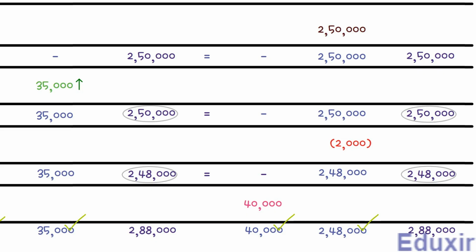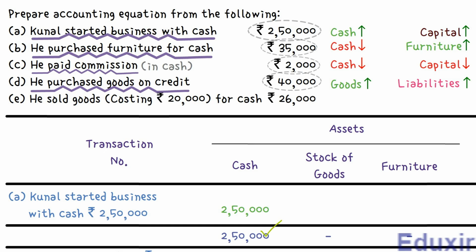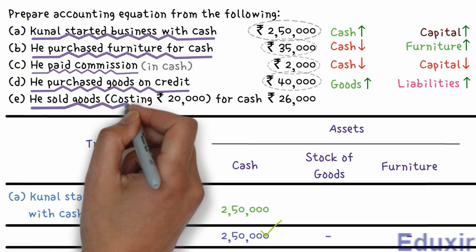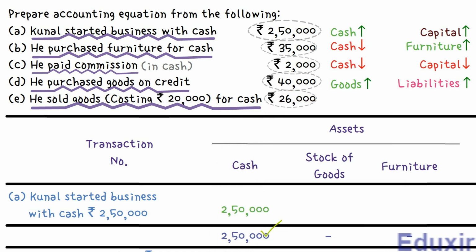So the left hand side total is equal to the right hand side total. With that, we have completed the recording of this transaction into the accounting equation table. Let's now take up the next transaction. In this transaction, it's given that the business has sold goods worth of 20,000 rupees for 26,000 rupees. See, these sold goods were purchased for 20,000 rupees and now the business is selling them for 26,000 rupees. Clearly, the business is selling the goods for a profit.